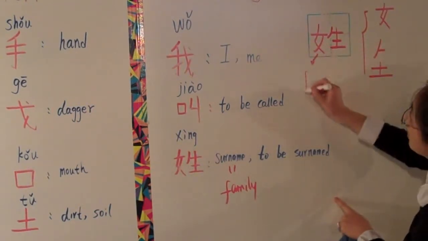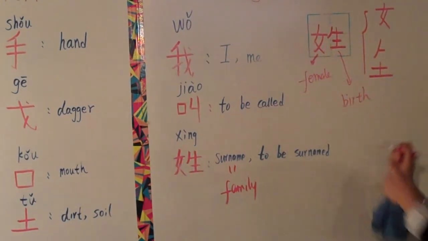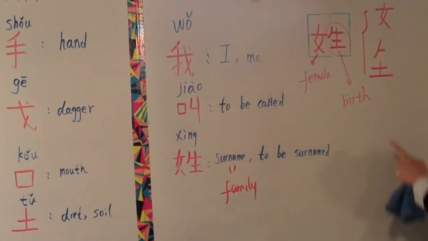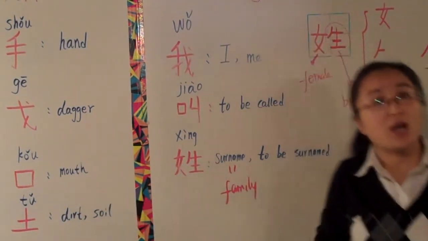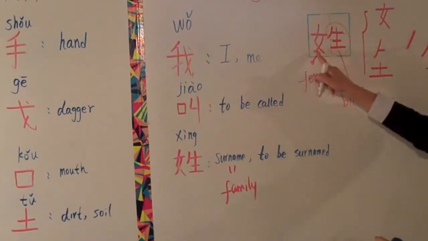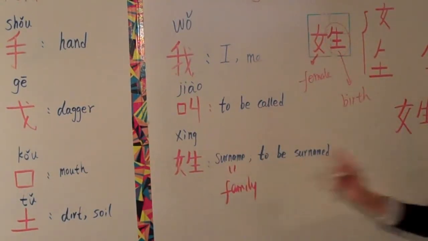Left side, female. Right side means birth. When people were born, birth. How does it look like a birth? Look at this. A person, right? And a person falls on top of what? Soil, dirt. We were angels flying in the sky, but one day we decided, okay, let's go have some fun. We fell into the dirt. You were born, birth. And who gave you birth? A lady gave you birth. A female gave you birth. So female and birth together: 姓, surname, to be surnamed.